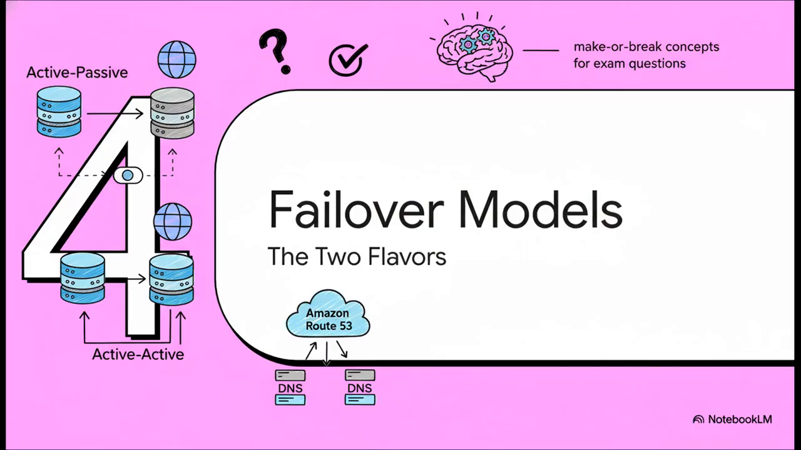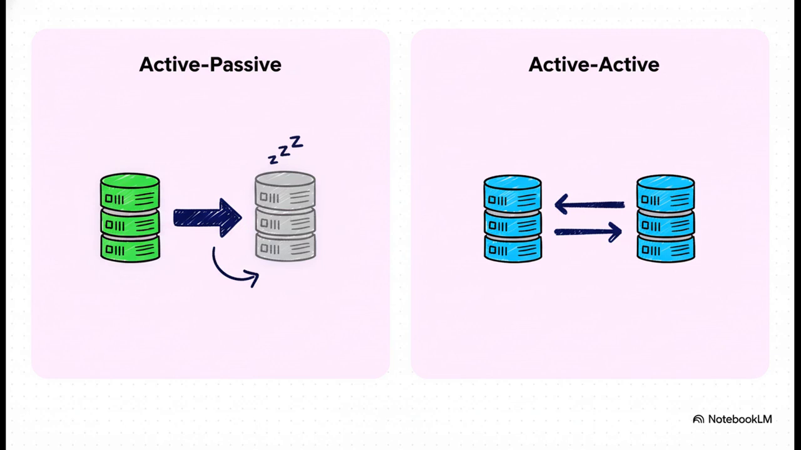Okay, so we know how a failover gets triggered. Now let's talk about the two main flavors of failover setups, active-passive and active-active. And listen up, because understanding the difference here is going to be huge for the exam. This is a classic topic. Let's break it down. On the left, you've got active-passive.